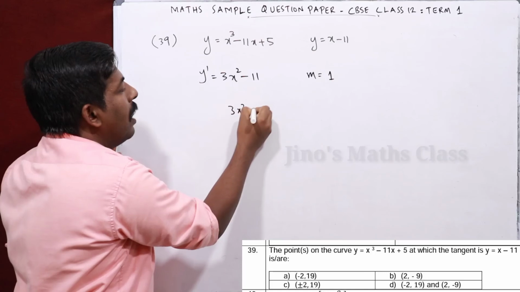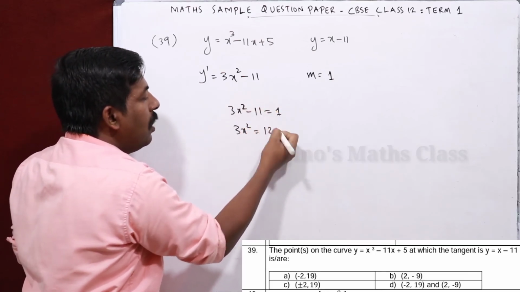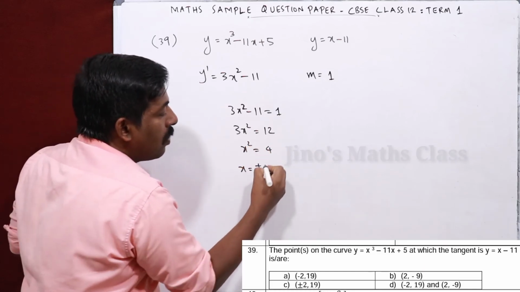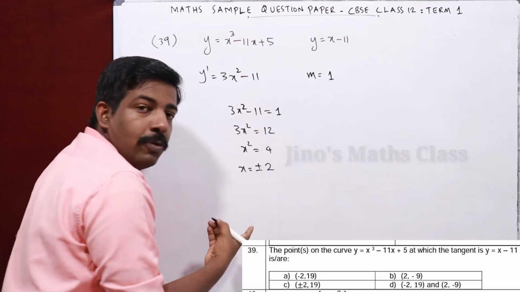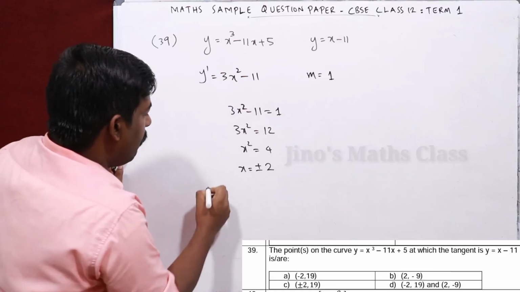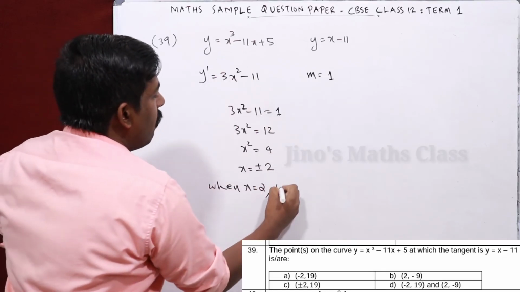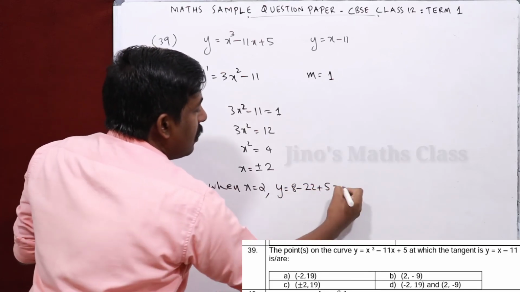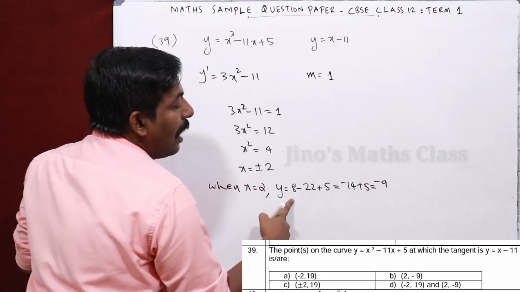So 3x square minus 11 is equal to 1, or 3x square is equal to 12, x square is equal to 4. We are getting x is equal to plus or minus square root of 4. That means we are getting plus or minus 2. Now we can substitute these values of x in the equation of curve and equation of tangent. At the time when x is equal to 2, from here we are getting y is equal to 8 minus 22 plus 5, that is equal to minus 14 plus 5. We are getting minus 9 as the value of y.